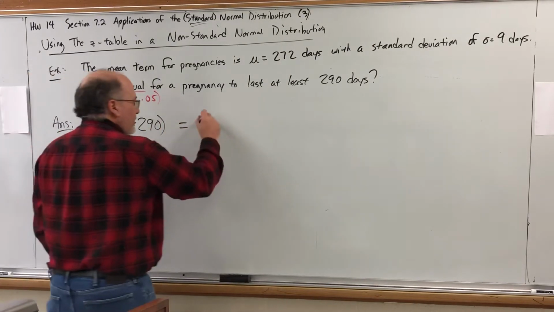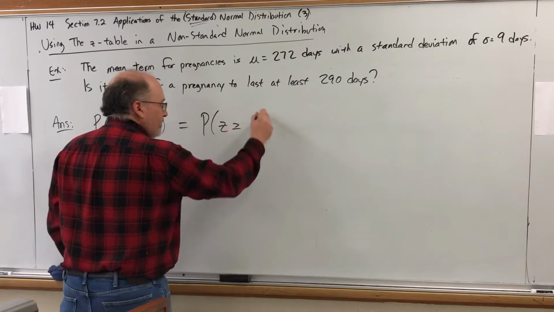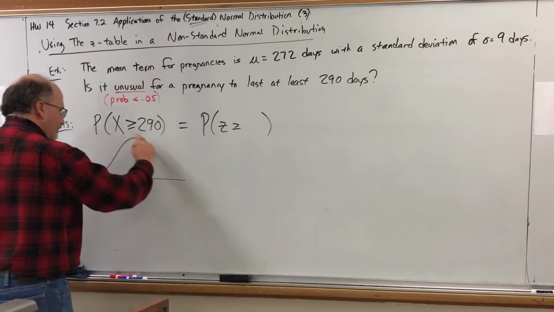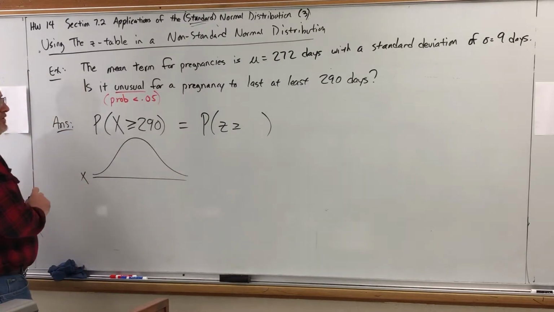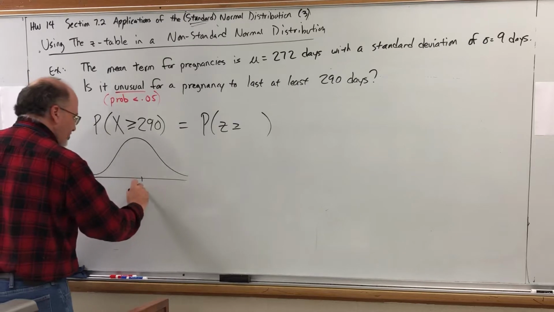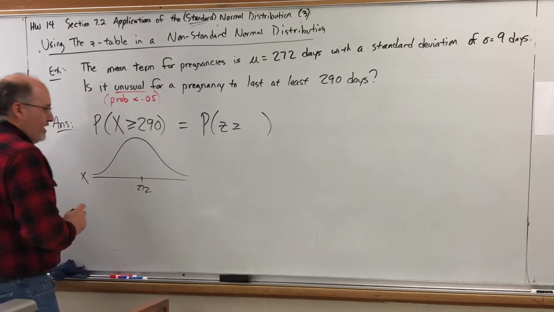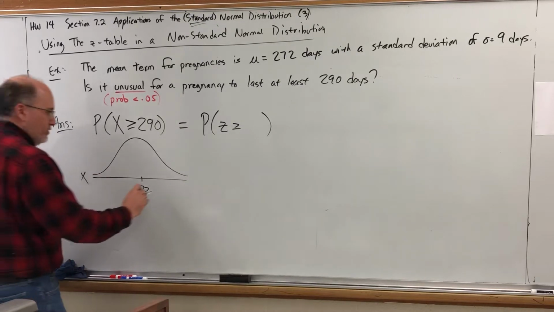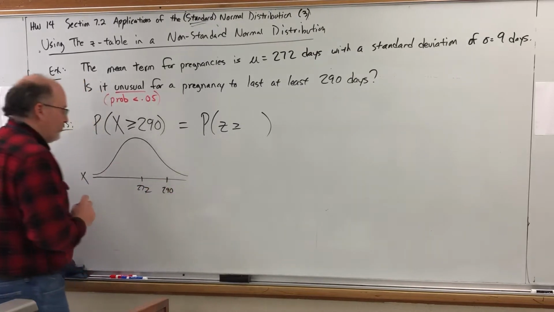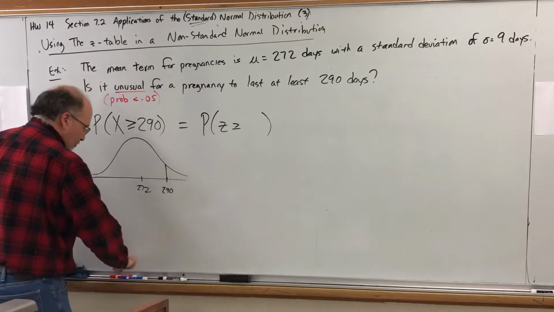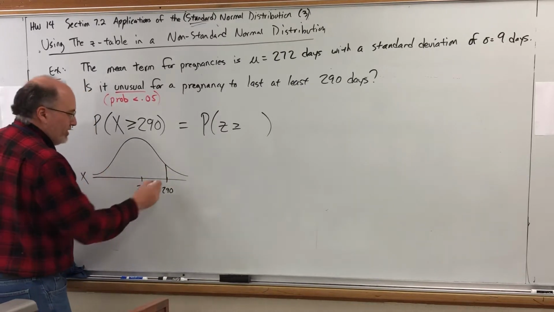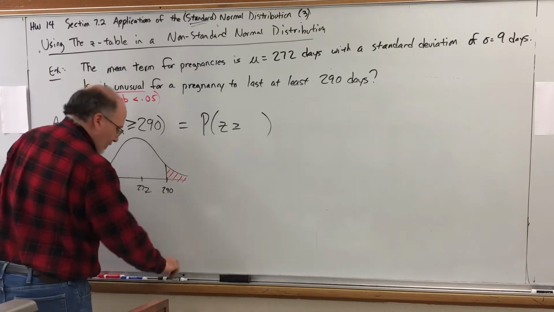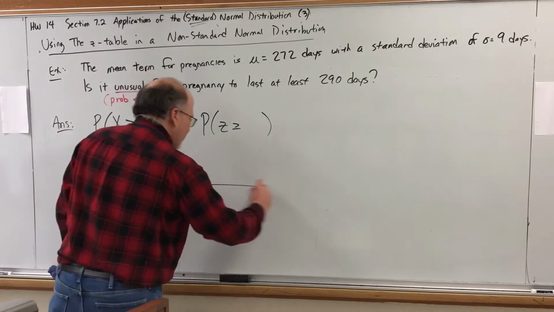Let's figure out the corresponding Z problem that this would be correlated with. But first, let's sketch a picture of what we're looking for. In the distribution that we're given with a mean of 272, we put 272 in the middle of the bell curve, and we're looking for the probability that X is greater than 290. 290 would be to the right of 272, and since we're talking about the probability of being greater than 290, we're looking for the area to the right of 290. But what would this look like in the Z picture?